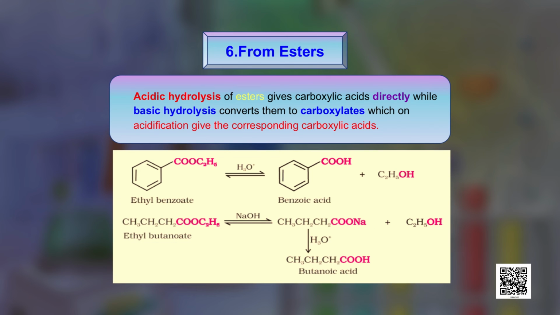The last method is from esters. We can also carry out acidic hydrolysis of esters, which yields carboxylic acids directly in the water or the aqueous medium, but when we use basic hydrolysis, that is, alkaline medium, we first get carboxylate ions, which on acidification give the corresponding acids. For example, if we hydrolyze ethyl benzoate, we will get ethanol and benzoic acid, and if we hydrolyze ethyl butanoate, then we will get ethanol and the acid will be butanoic acid.